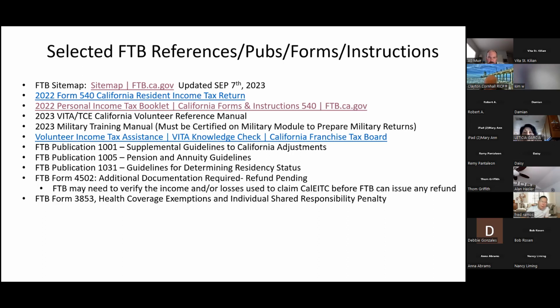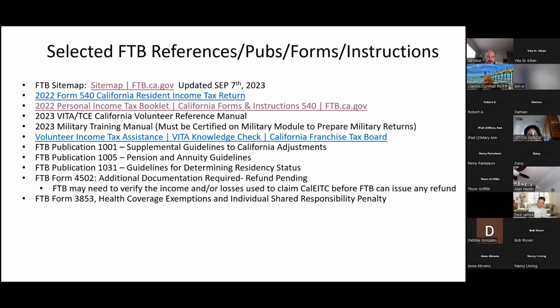And then for the individuals who claim the California EITC, what happens is sometimes the state of California says, but we need additional information. That happens all the time. So a letter will go out to the taxpayer, and what that means is the Franchise Tax Board is verifying something. And so before a refund can be issued by the state of California, sometimes they're going to need additional information.